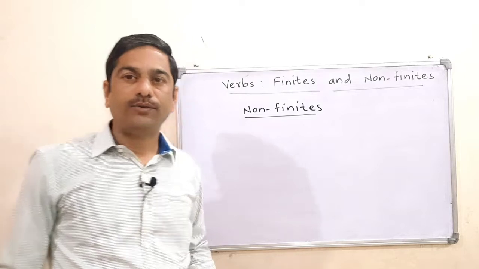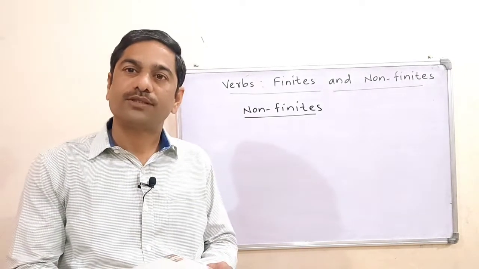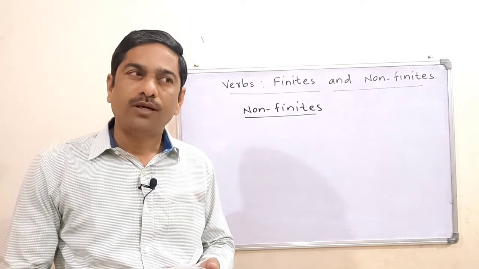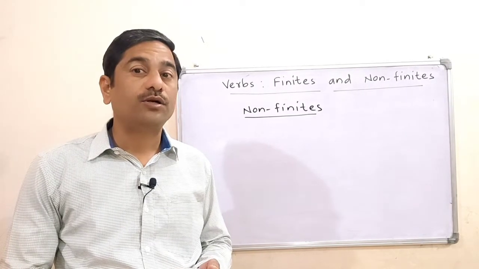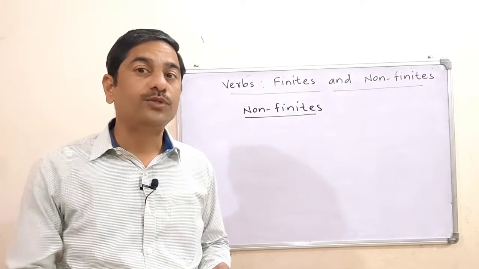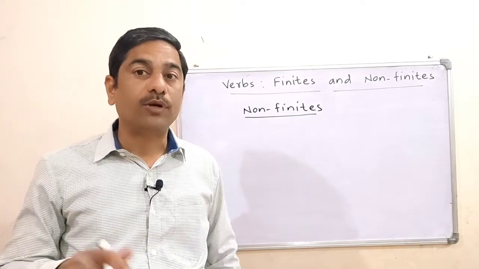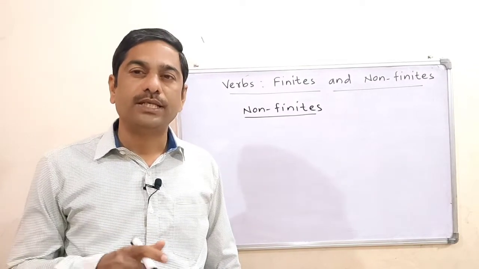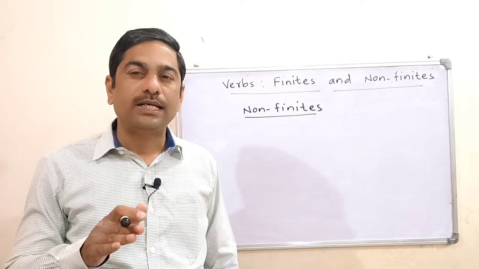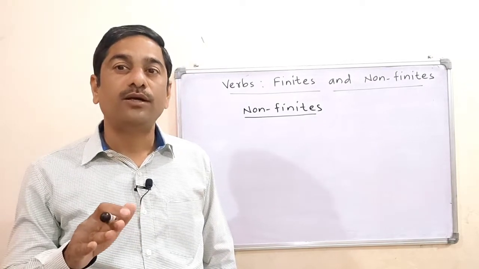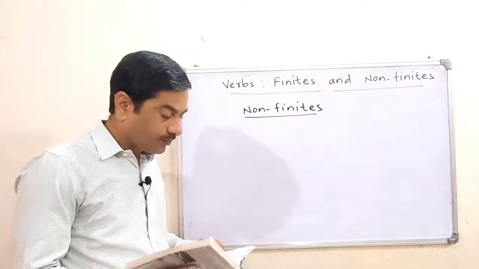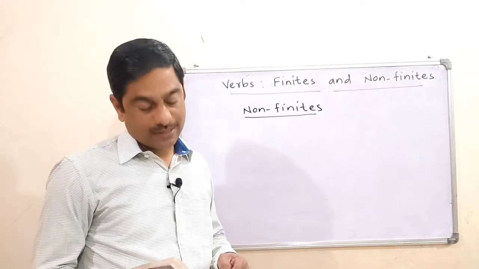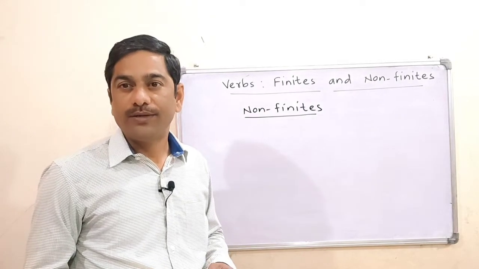These non-finite verbs don't have a subject, and their form does not change even if you change the number of the subject or the person of the subject, or if you change the tense. They are non-finites. These non-finites are of four types. There are four types of non-finite verbs.